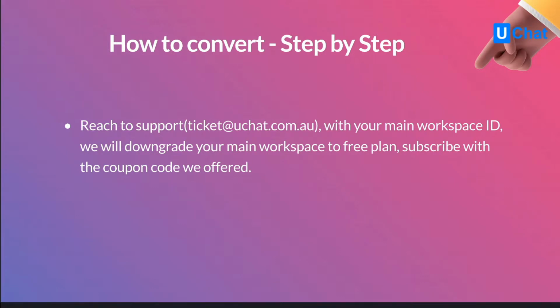Then first we will downgrade your main workspace to the free plan so that you can have the billing options, and then we will send you the coupon code so that you can subscribe to our partner plan with that coupon code. Depending on how many spots are left, if the coupon code I give you isn't working, that means all those spots are taken already, so you will not be able to get into our partner program at that price. It has to be another coupon code.